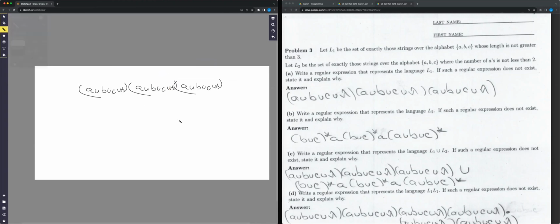Say I picked a lambda from here, and then I picked an A here, and then an A here. What string do I get? I get AA. Say I picked an A from here, and a lambda from here, and an A from here. What string do I get?